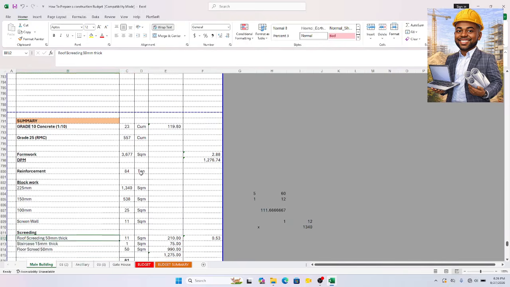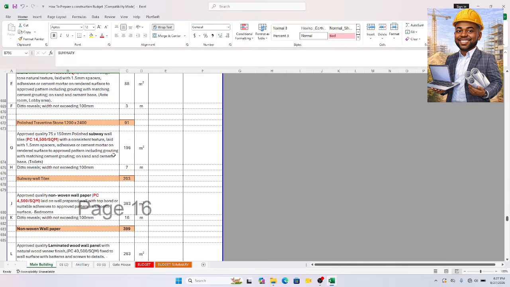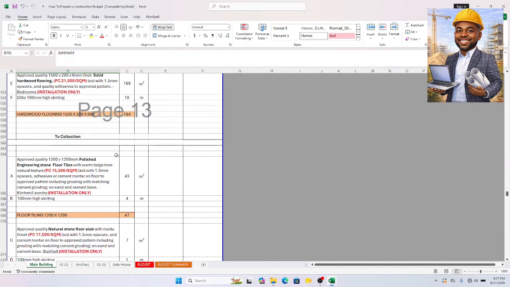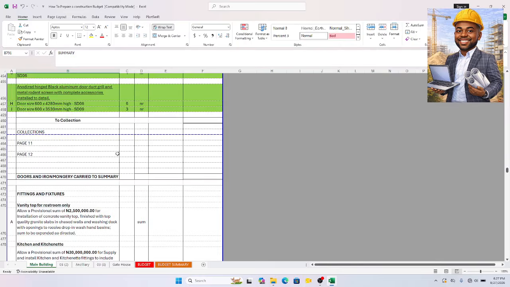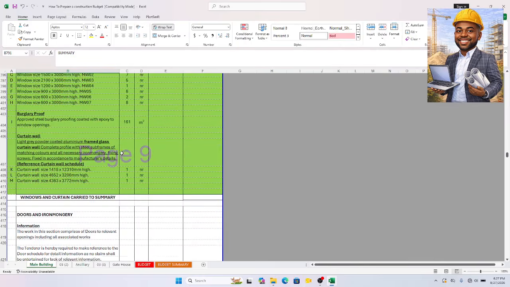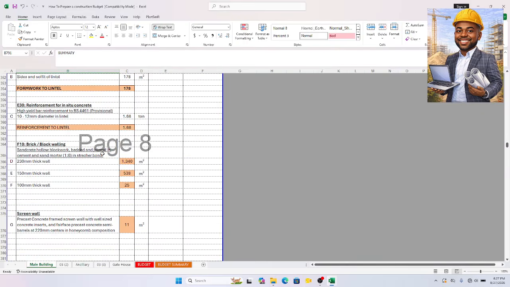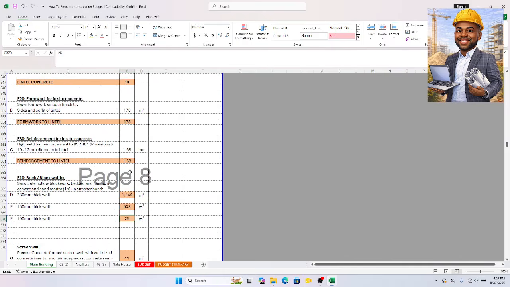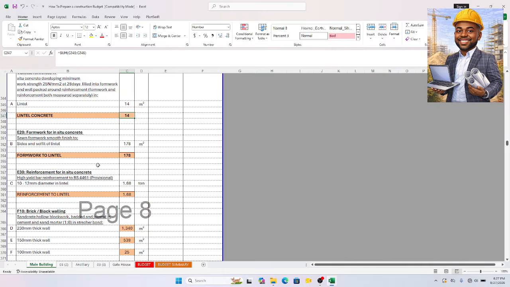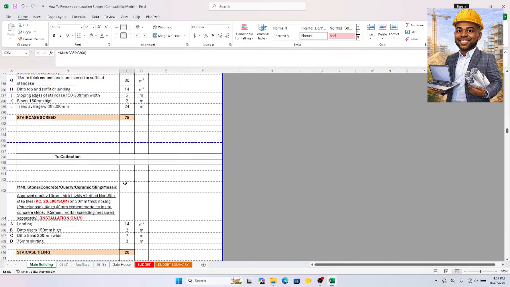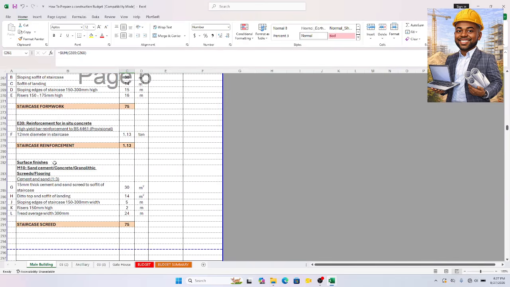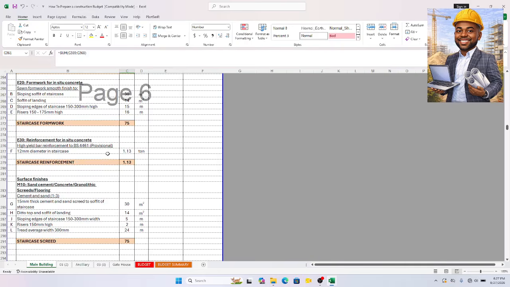Now, if you see here, this is the summary. This is the complete bill of quantity here. You can see, I have summarized everything, especially the civil works. You see the specialist works are in green. See the civil works, I've added everything. This is block work, 230 mm. This is screen wall. This is lintel concrete. This is lintel formwork, lintel reinforcement. The same thing for everything. You see screed, staircase screed. You see staircase reinforcement.